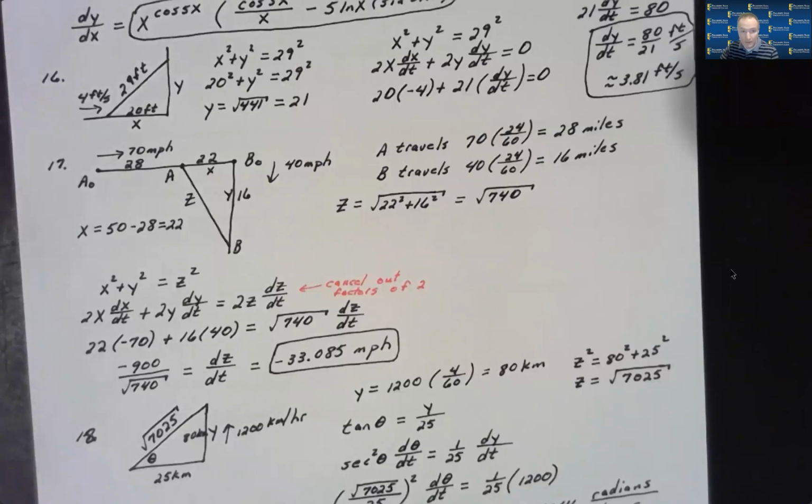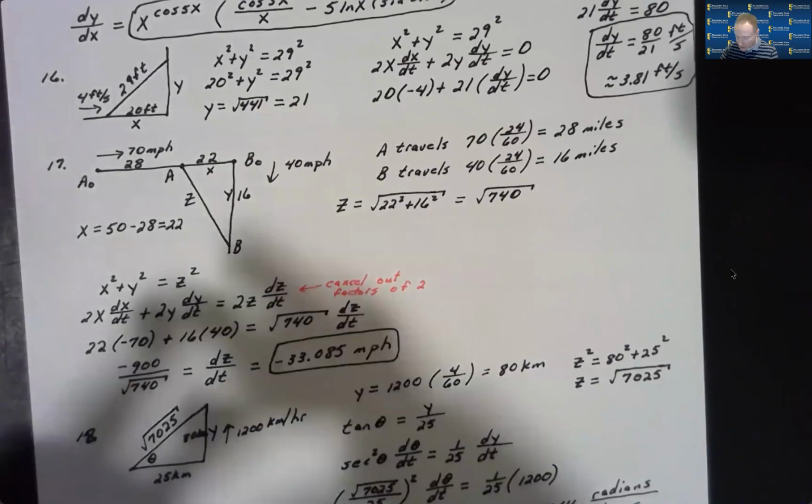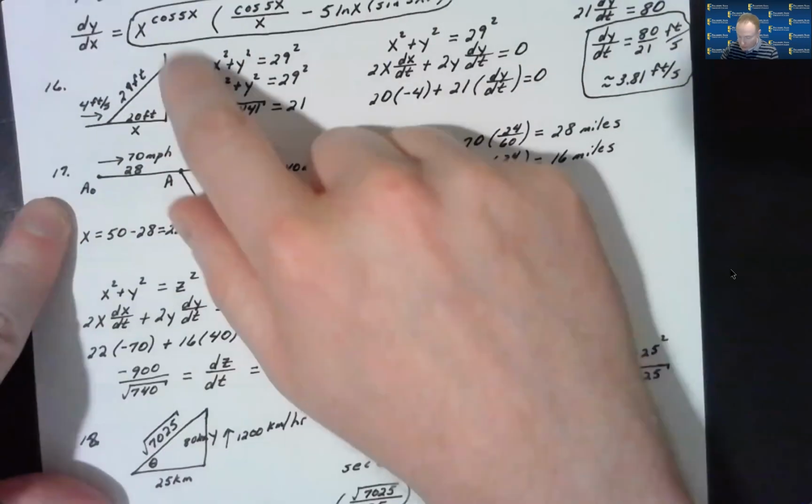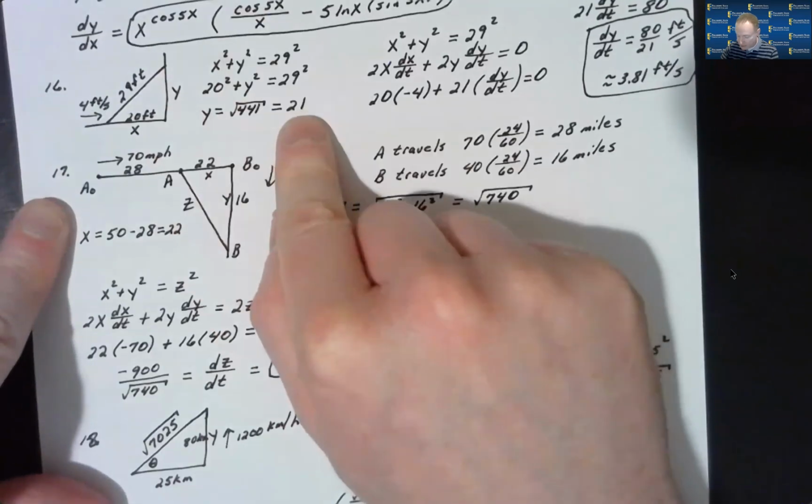Thus, y is the square root of 29 squared minus 20 squared. That gives me the square root of 441, which is 21. This is one of what we call Pythagorean triples. So the height up the wall at the point of interest is 21 feet up the wall.